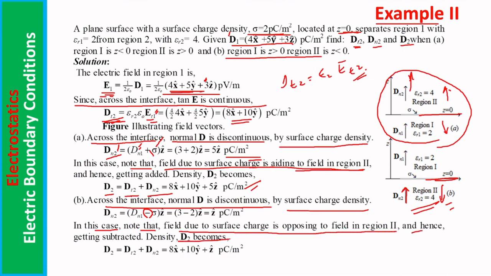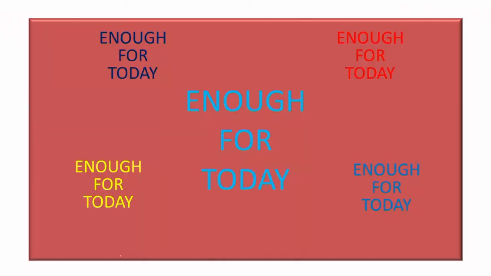So the density d2 becomes dt2 plus dn2. Already dt2 we have calculated, and dn2 we have just now computed. Adding these two, we will be getting d2. This is what I want to share with you regarding application of boundary conditions, electric field boundary conditions, in obtaining fields on one side when the fields on the other side are available.